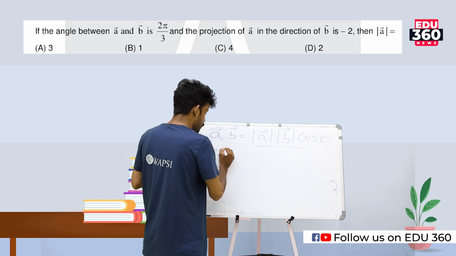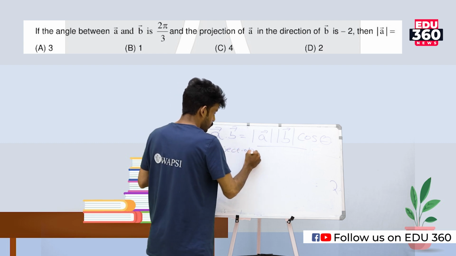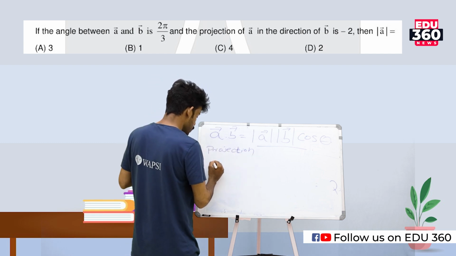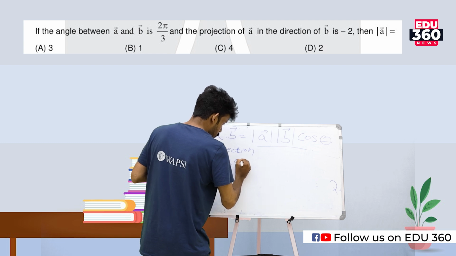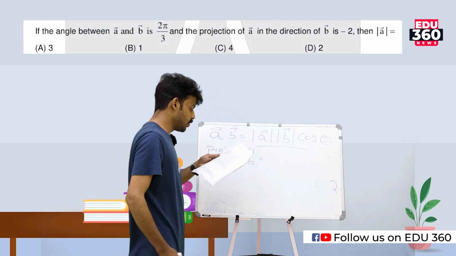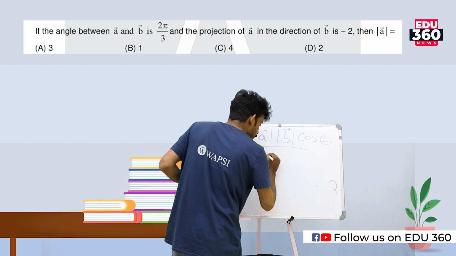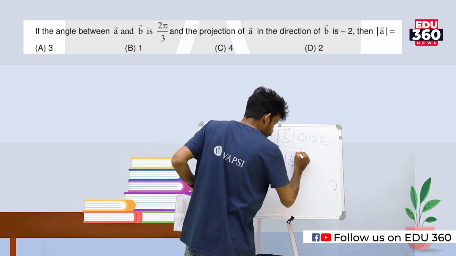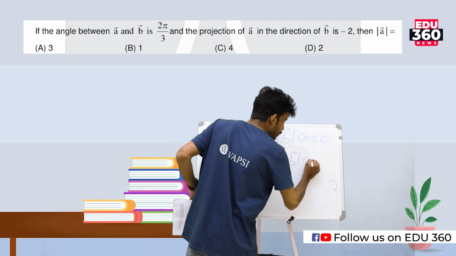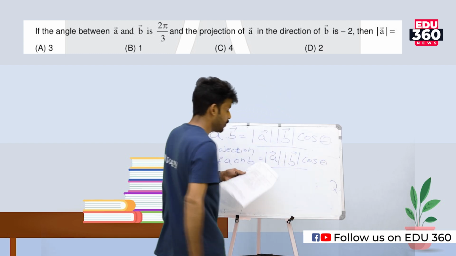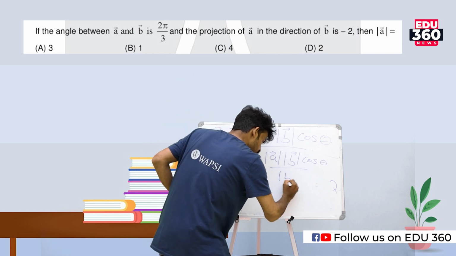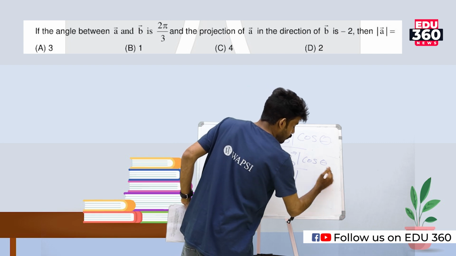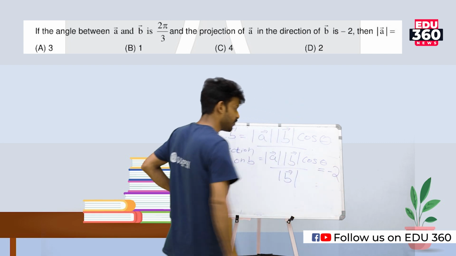So we can write the projection of A on B is equal to modulus of A vector, modulus of B vector, cos theta, divided by modulus of B vector. The value is equal to -2. It's already given in the question.